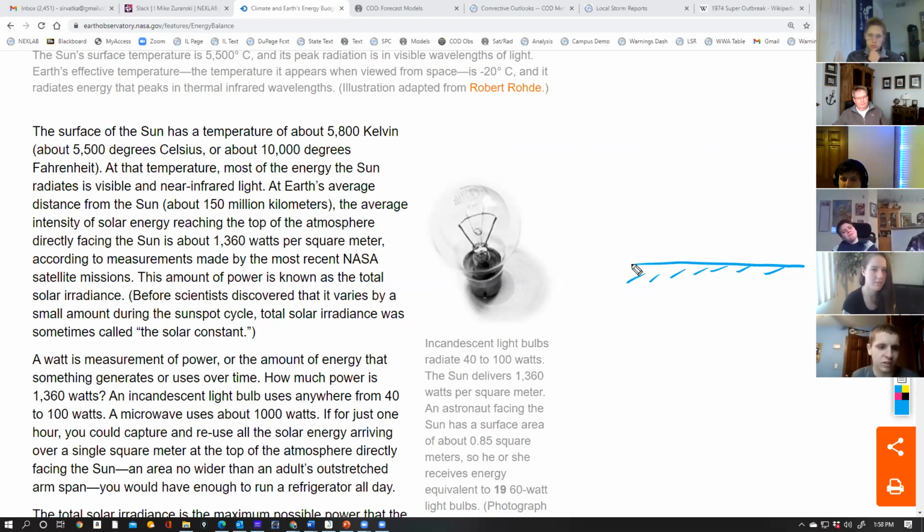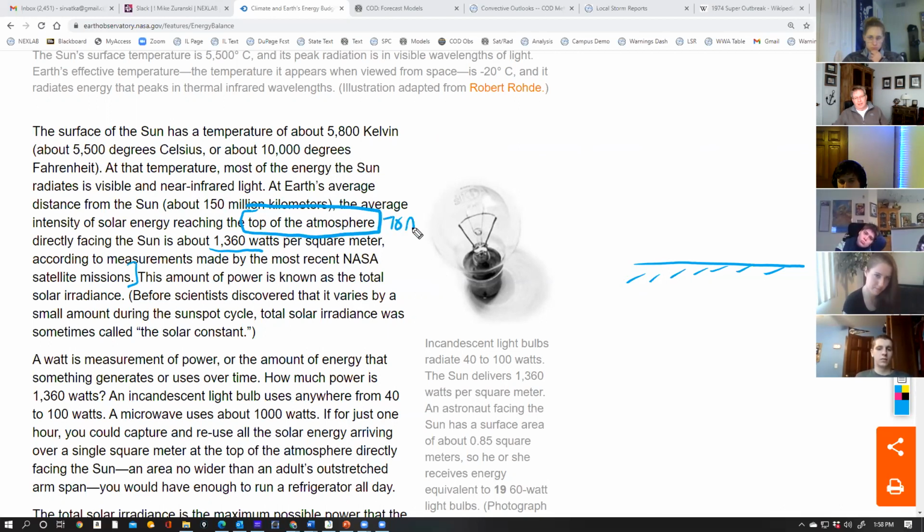The average intensity of solar energy reaching the top of the atmosphere directly facing the sun is about 1,360 watts per square meter, according to measurements made by the most recent NASA satellite missions. Okay, hold on a second. So this is how much is hitting the, what? What's it hitting? Notice what it says.